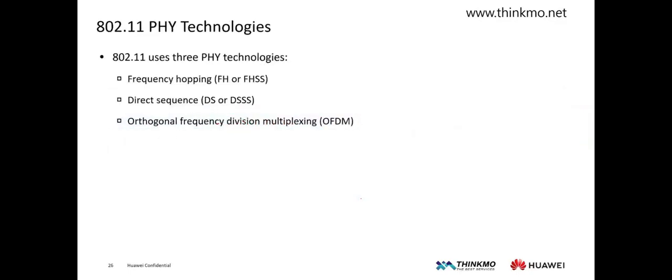Let's first take a look at the physical layer technology. In the IEEE 802.11 standard, our physical layer uses three different modulation techniques. The first is called FHSS, which is frequency hopping. DSSS is called direct sequence. OFDM is called orthogonal frequency division multiplexing. Currently, the first two have been phased out. So, when studying, you should focus on our OFDM technology.